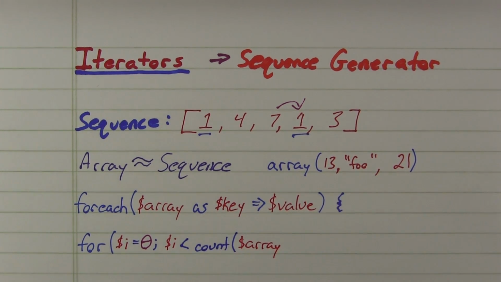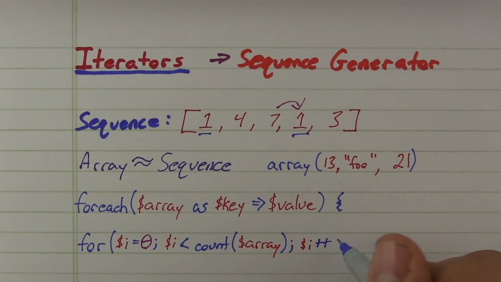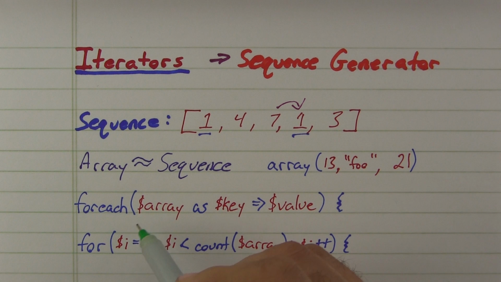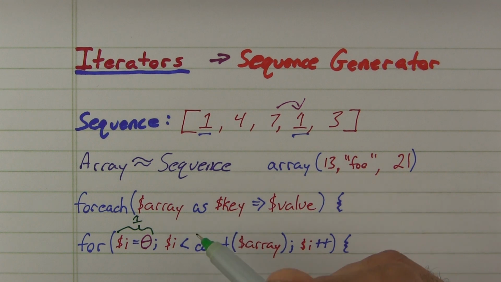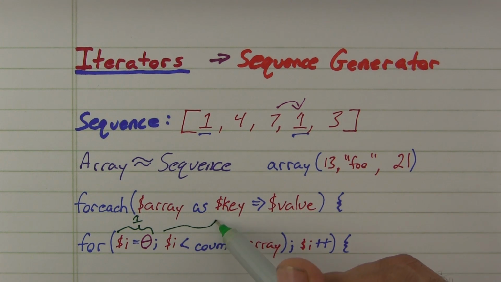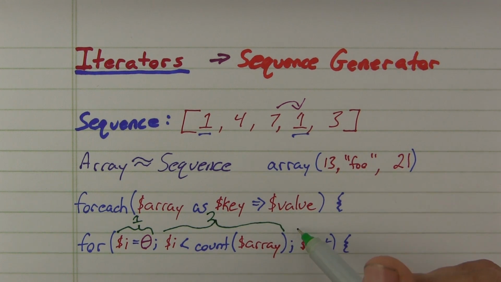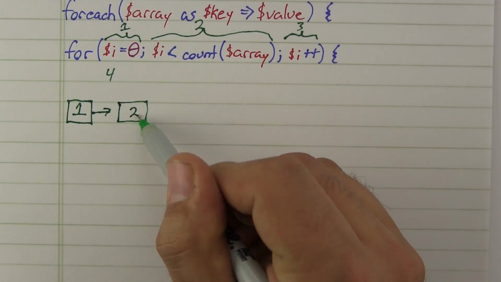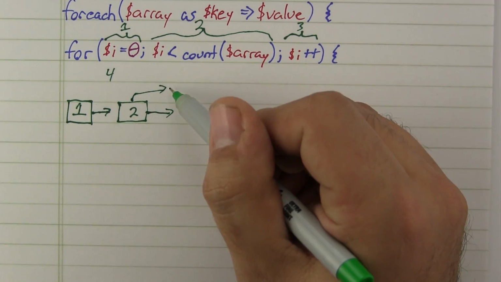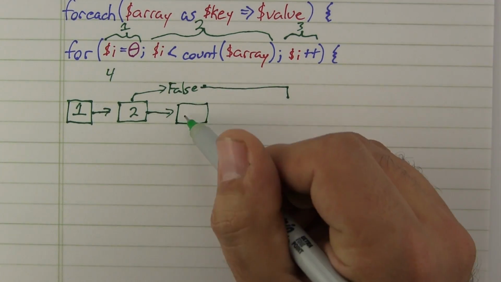Let's see what's happening in that for loop. The first step, we set I to 0. Then we check to see if I is less than the length of the array. Then we execute the body of the loop. Finally, we increment I and go back to step 2. Without realizing it, every time you write a for loop like this, you're building an iterator.